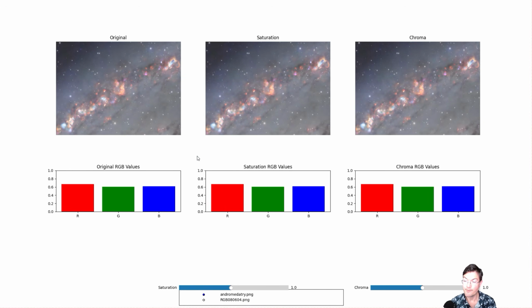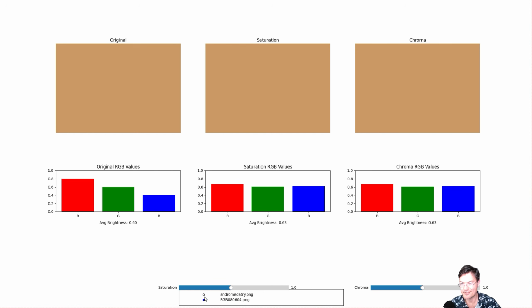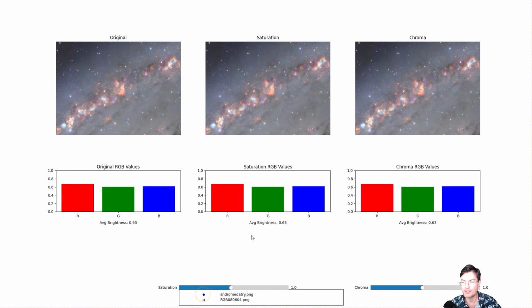So here's the little program I made. Again, the links will be in the description below so you can download it. What this is going to show is the original image here, adjusting the saturation and adjusting the chroma. I have just two sample images. One was just like a solid muted color, and then another chunk of the Andromeda galaxy here. And you can click in the main original image here, and it's going to give you the RGB values at that particular point.